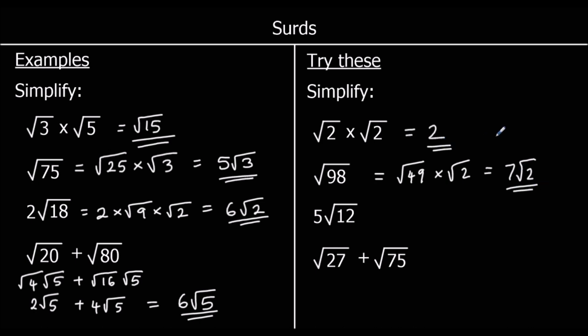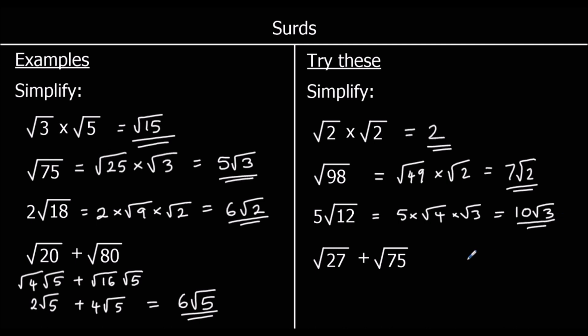The third one, 5 root 12. Root 12 is root 4 times root 3. So 5 times root 4 times root 3. Root 4 is 2, so 5 times 2 times root 3. 5 times 2 is 10. So we've got 10 root 3s.